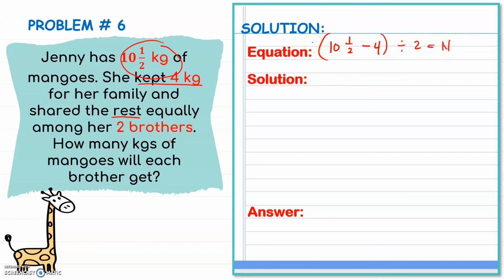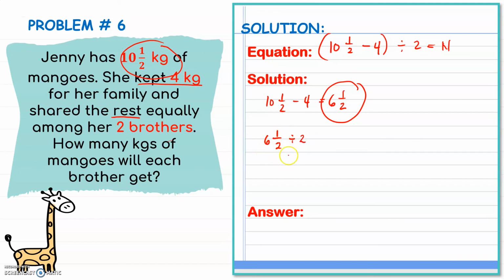Now let's solve. Let's start first with the subtraction as stated in the problem. So let's have 10 and 1/2 minus 4. 10 minus 4 is 6. Then 1/2 minus, there's no fraction here, so we'll just copy the 1/2. So what remained, or what was left, is 6 and 1/2 kilograms. And this is what she divided equally among her 2 brothers. So let's proceed to the next solution. 6 and 1/2 divided by 2.